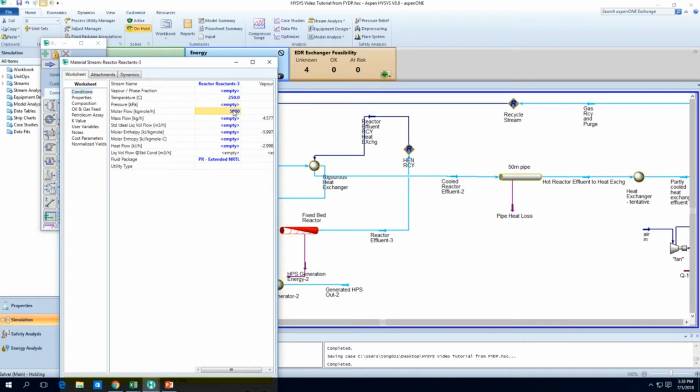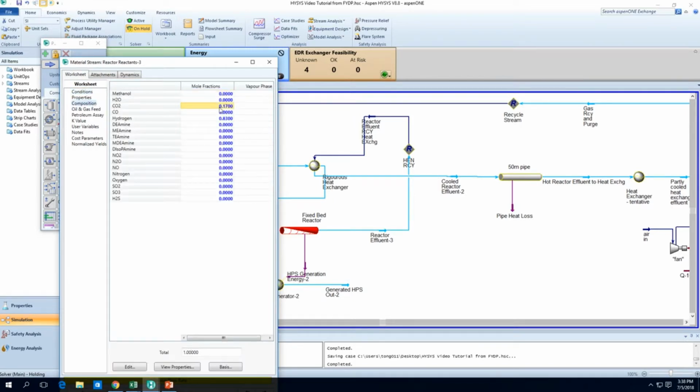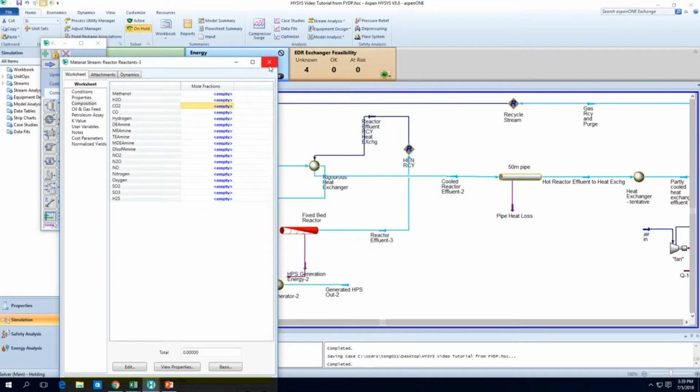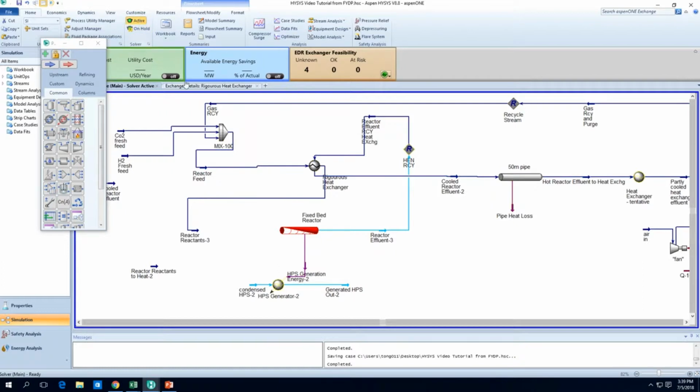I just want a temperature of about 244, and I'm going to delete this and this, and press OK, and clear the composition data and everything else. So I'm just going to leave it out at 244. Alright, so I need to compress this all the way up to about 80 bar. Okay, there you go.